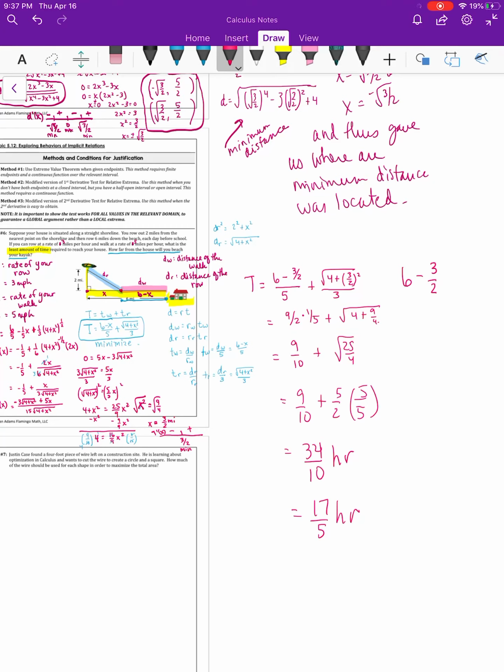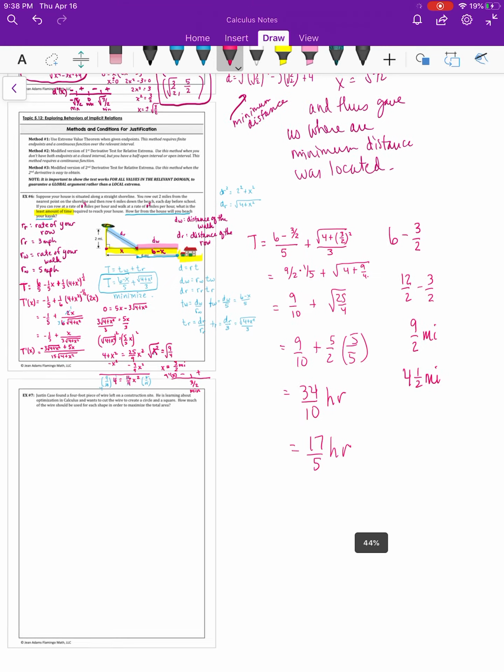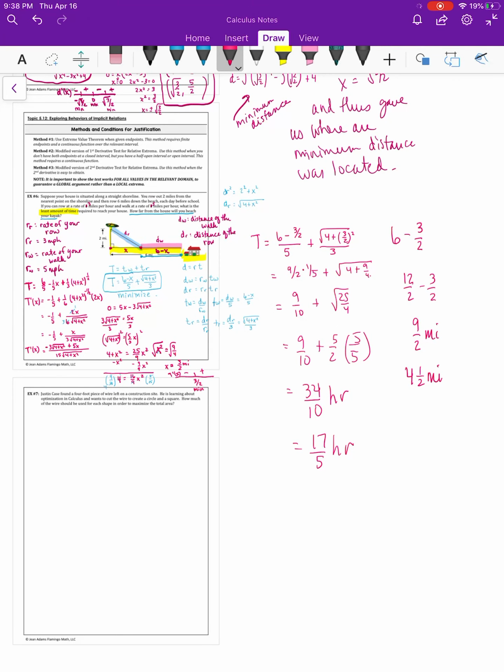Okay. And so now it says, how far from the house will you beach your kayak? We have to take 6 minus 3 halves because that's going to give us how far from the house. So that was 12 halves minus 3 halves, 9 halves, so 4.5 miles from the house is where you beached your kayak.